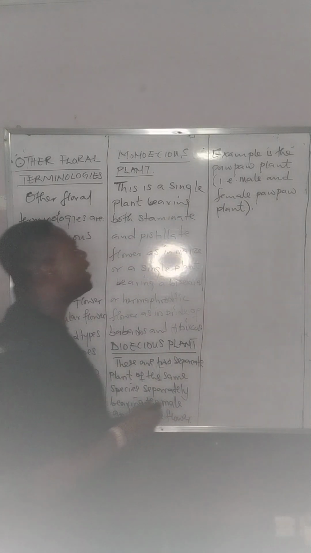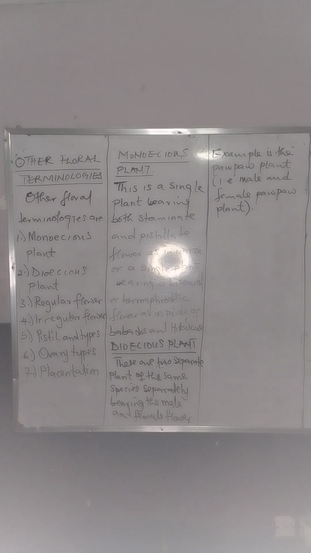So when the male flower and the female flower are separately located on two parents of the same species, such a plant is called dioecious plant. Male and female pawpaw in different locations. The male pawpaw has staminate flower, which is male flower, while the female pawpaw has pistillate flower, which is the female flower. So pawpaw generally is a dioecious plant.